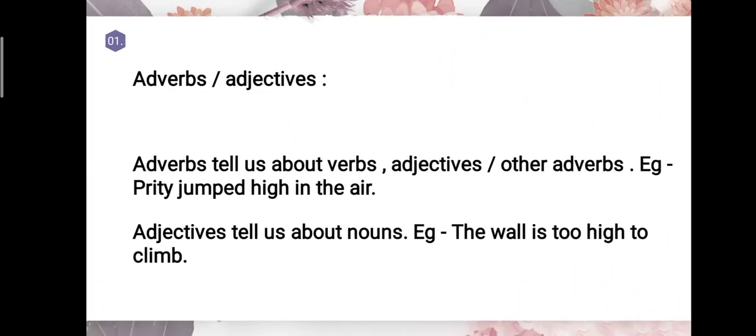Then what is the difference between adverbs and adjectives? Students, adverbs tell us about verbs or adjectives or other adverbs. Like Preeti jumped high in the air. But adjectives tell us about nouns. Say for example, the wall is too high to climb. Okay, so these are the important topics from the chapter adverbs. Now let us proceed to the next chapter.